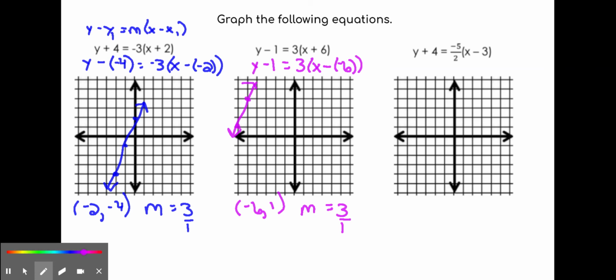All right, so one more. I'm going to let you do a lot of this one on your own. It says y plus 4 equals -5 halves times x minus 3. Let's do the easy part first. Tell me what the slope of this line is. Did you get -5 halves? That was the easy part, right? Now I want you to give me the coordinates of the point that the line goes through. What's the x-coordinate? What's the y-coordinate? Remember to watch your signs.